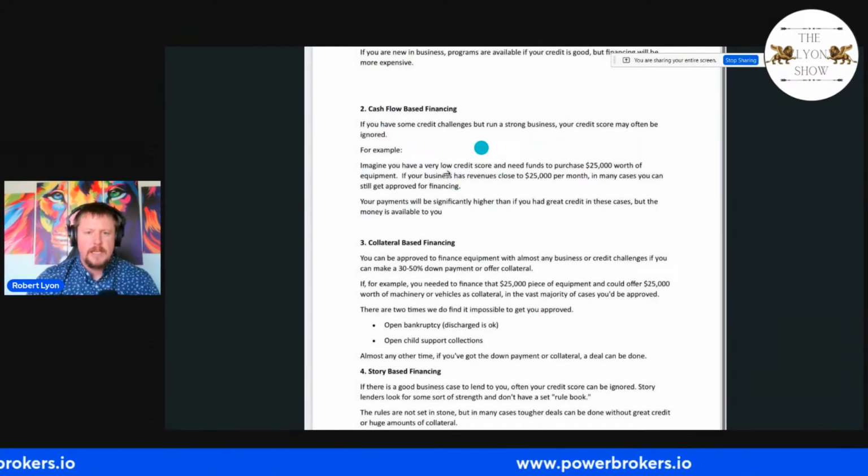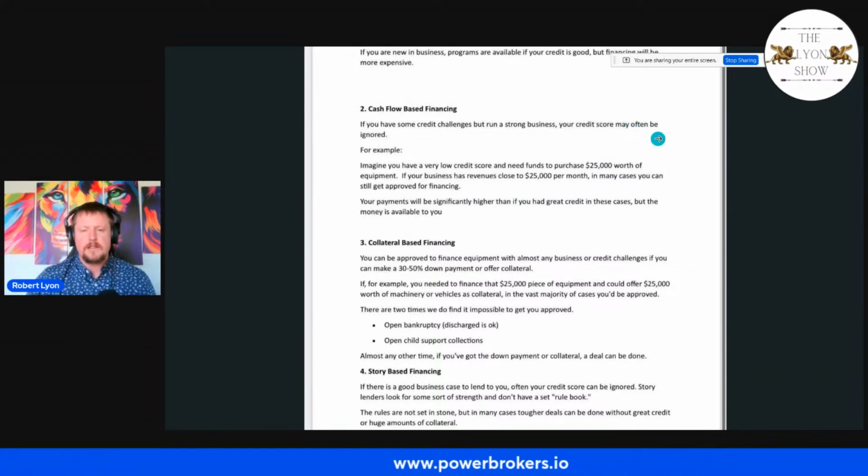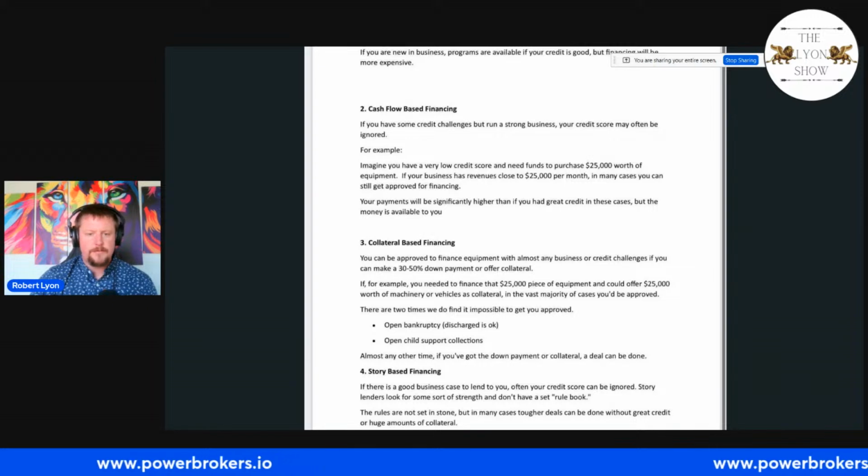Cash flow based financing. Okay. Cash flow does not really matter what your credit is. Sometimes they'll still check your credit, but it's not as important. But what you can do is, if you have a lot of cash flow, they'll be able to lend it to you, and you just have to show that you make on-time payments, or you put a deposit down, and then you can get the equipment.